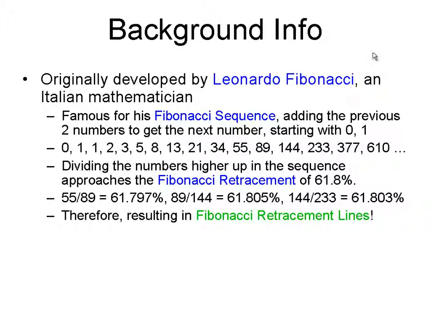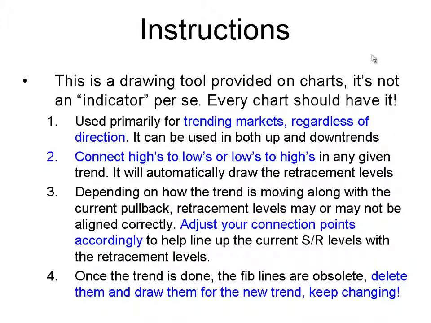So starting with the instructions of how to do this. Usually it's called Fibonacci lines or Fibonacci retracement lines, or I don't know what your chart calls it. It's something along those lines. You should find that it's usually two lines with a middle dash line. You use this for trending markets, regardless of the direction. It could be an uptrend or a downtrend.